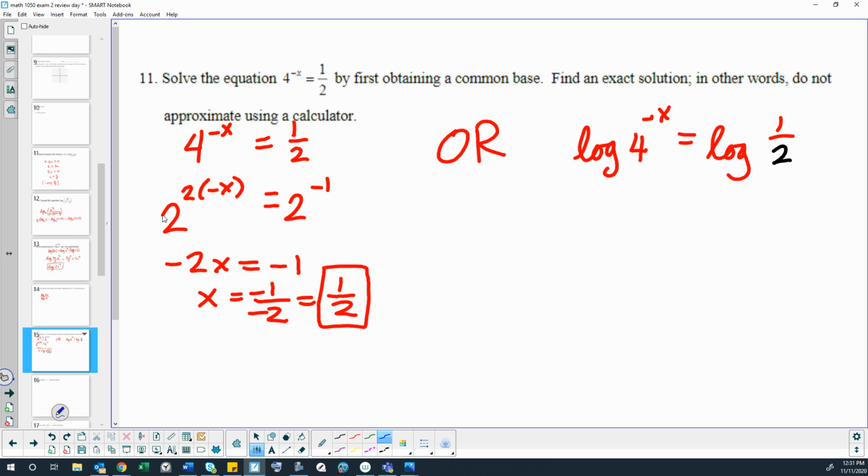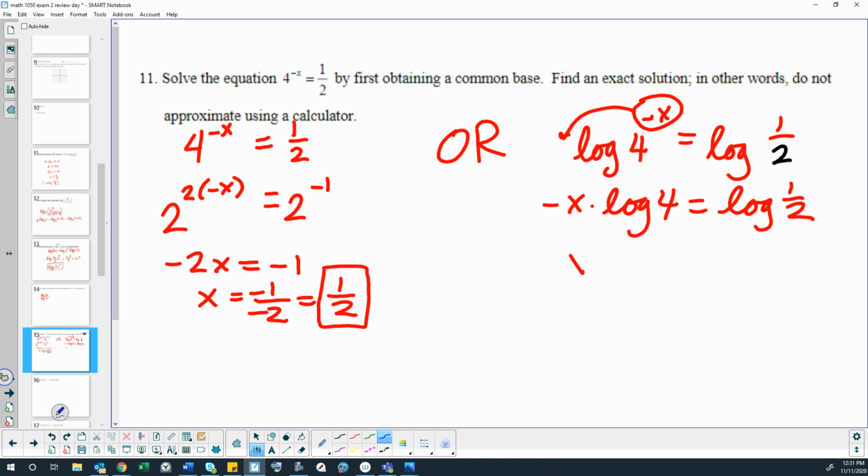But what's the advantage of this? Well, now we can move this here. So we have negative x times the log of 4 equals the log of 1/2. And now we can do x equals the log of 1/2 divided by the negative log of 4. And then you can just put that in a calculator and, you might think, oh, I'm going to get a weird decimal answer, but watch what happens. Try it. Theoretically, we should get 1/2.